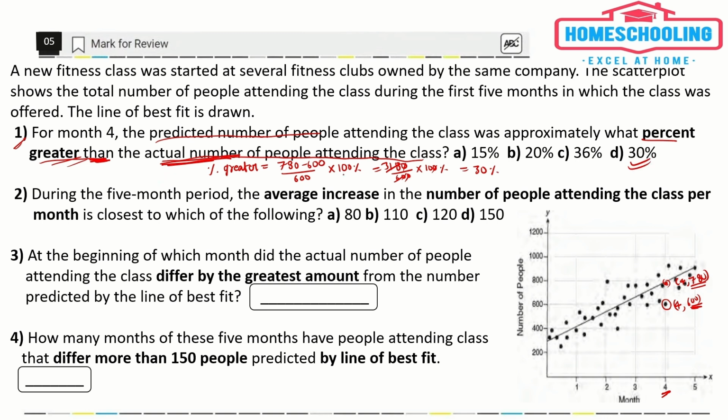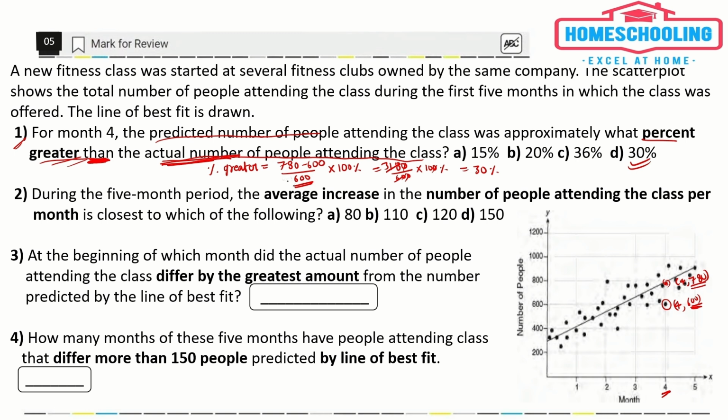See, two numbers are given here. So we have to find which among these two numbers we are going to take as the base. Whatever is given after "than", we will take that number as the base. So after "than", the actual number of people, that is 600, is there. So we will take 600 as the base. And if it was given with "of"... after "than" it was given, the predicted number was given, then we will take 780 as the base.